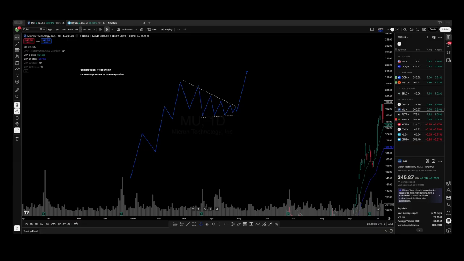When does compression invalidate, my guess is when it broke out of the channel. So if it breaks below these lows, then yeah, this could be entering a downtrend rather than compressing. But if it breaks this downtrend, so it makes a new low and then pops back into that kind of wedge, then it's just compressing on a bigger picture or a larger time frame.